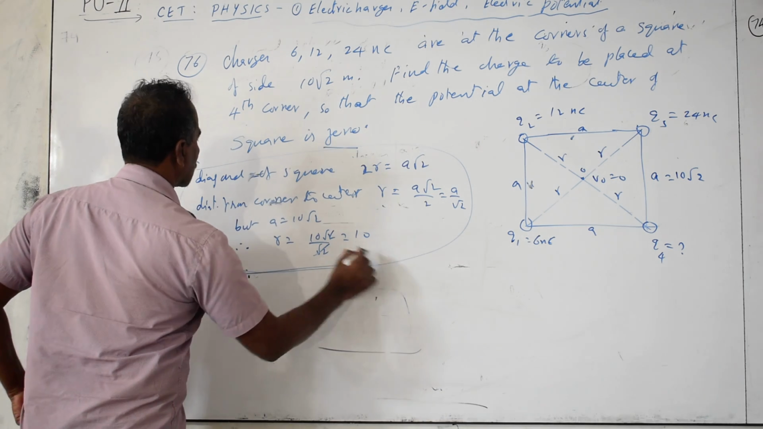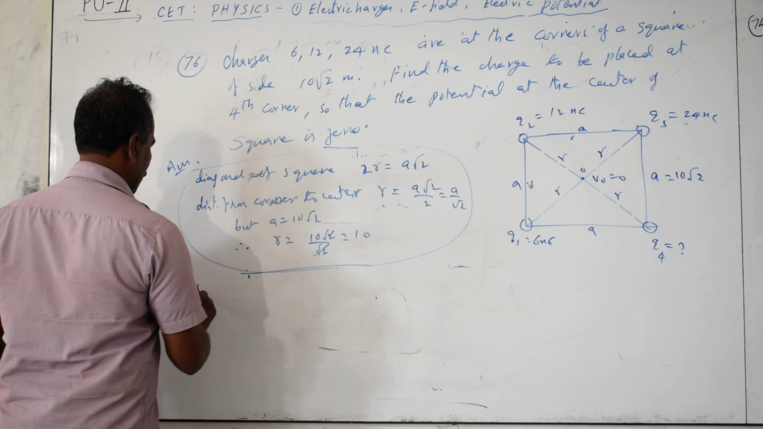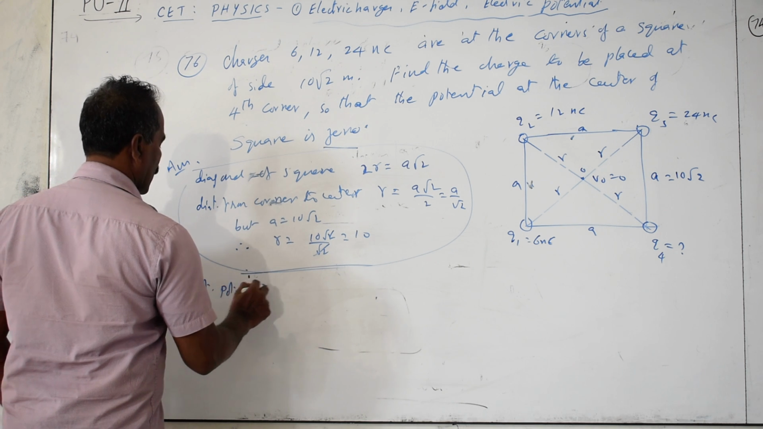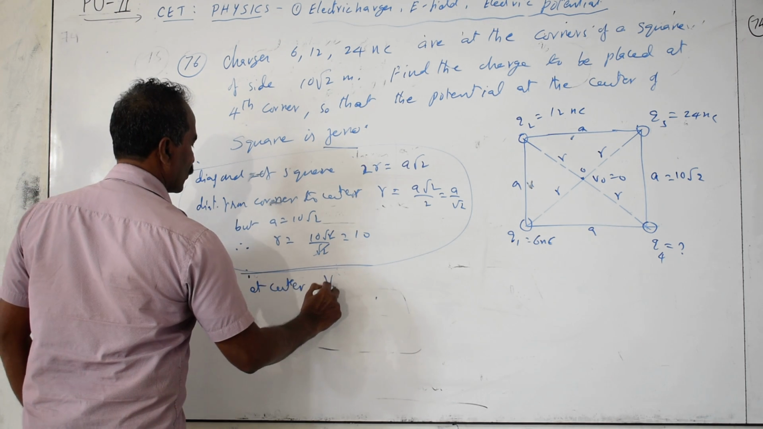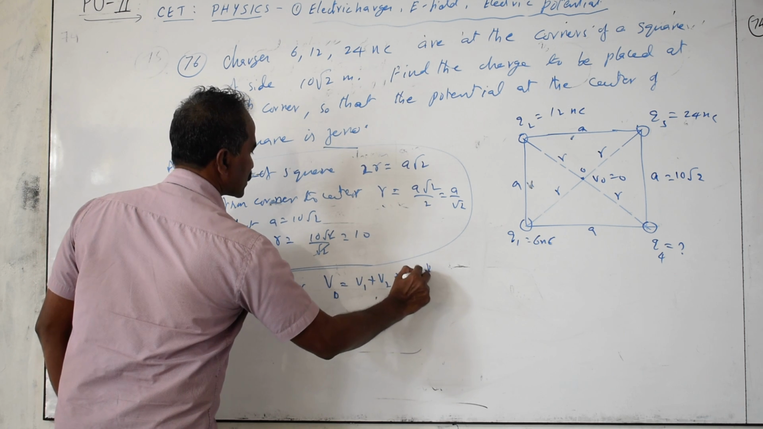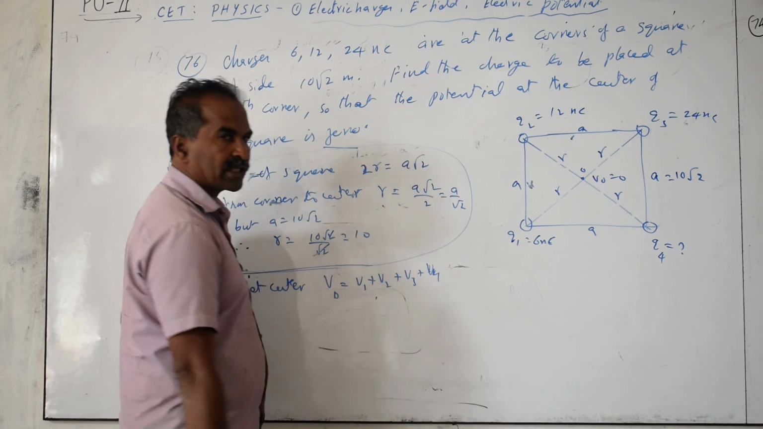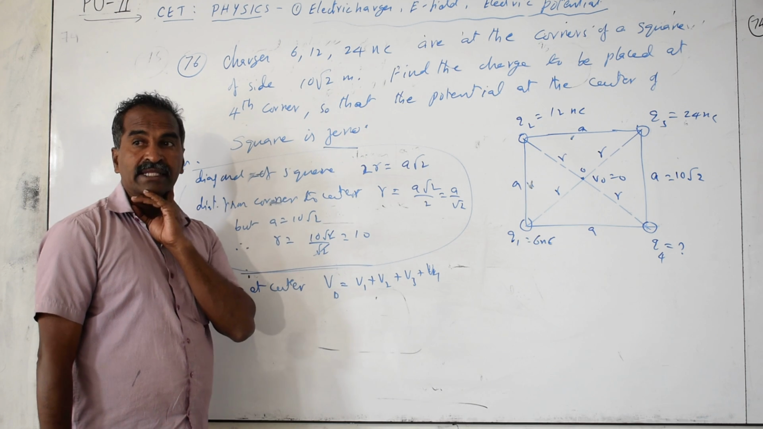Next is this part: potential at the center. Total potential at the center is V0 equals V1 plus V2 plus V3 plus V4. In this also, you have to save the time. You must be able to write the direct formula. Why? Because here the distances are the same. R is the same, so you can take it out common.